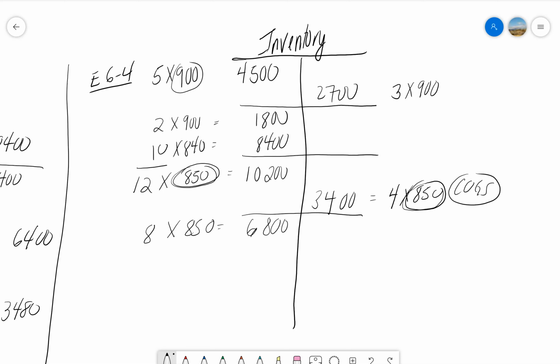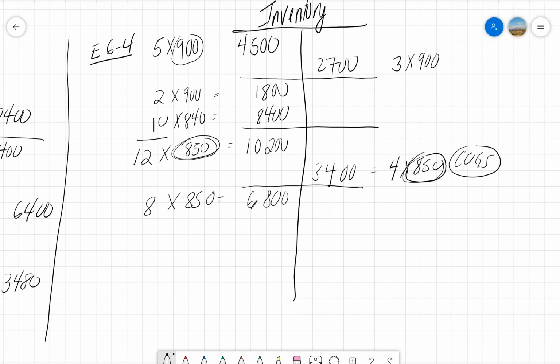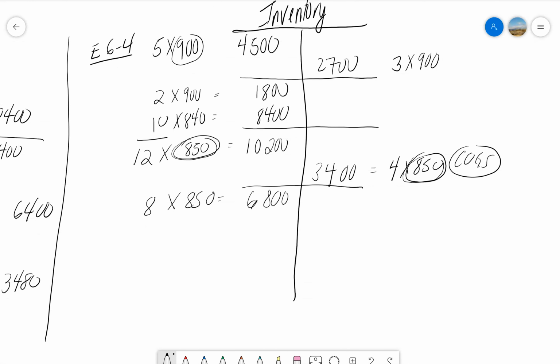Now we get to the final transaction for May. Now we're going to buy 5 units at 840. So remember we said every time we make a purchase of inventory, we have to calculate a new average cost. So there's 5 units at 840. This is going to increase our inventory by 4,200. So our inventory value is now 11,000.